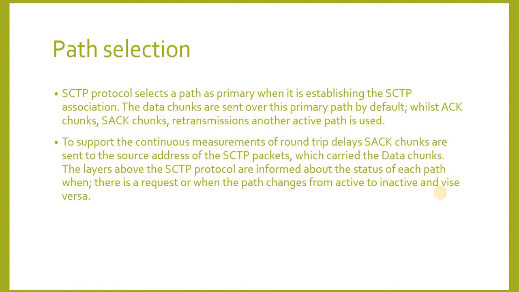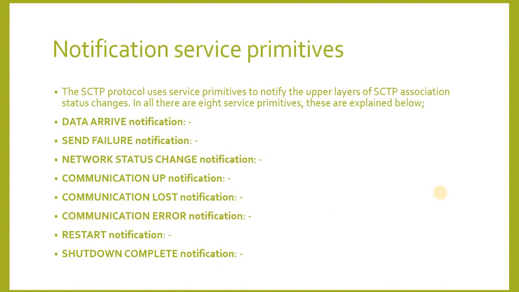Notification service primitives. The SCTP protocol uses service primitives to notify the upper layers of SCTP association status changes. In all, there are 8 service primitives. These are explained below. Data arrive notification. This is used when SCTP invokes the notification to the upper layers when a user message is successfully received and ready for retrieval. Send failure notification. This is used when SCTP shall notify the upper layer that a message could not be delivered.